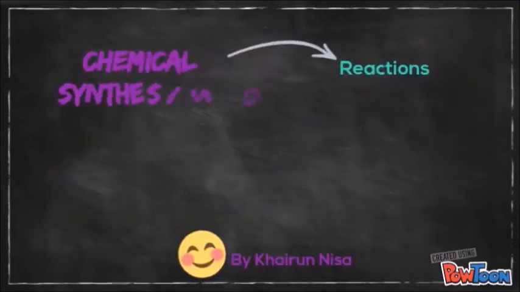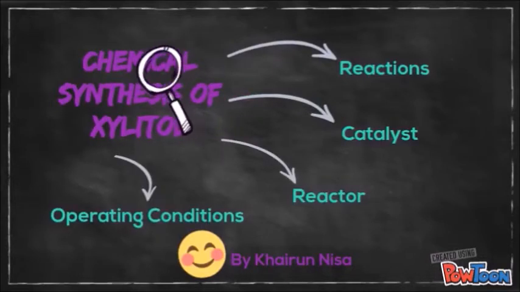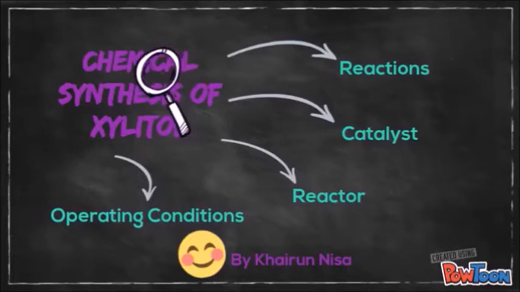Hello everyone, my name is Khairunisa with metric number 184585. Okay, so my part, which is the chemical synthesis of xylitol, can be divided into 4 parts, which are reactions, catalyst, reactor, and operating conditions.